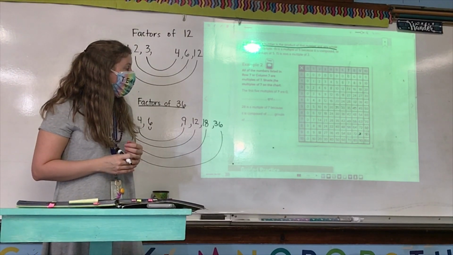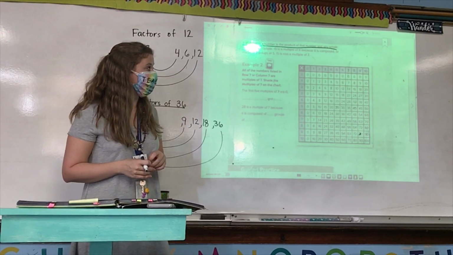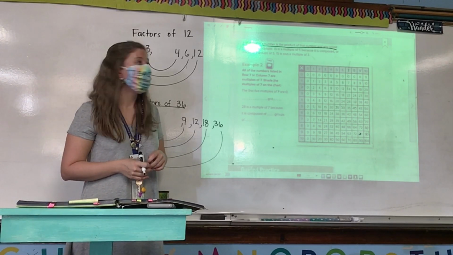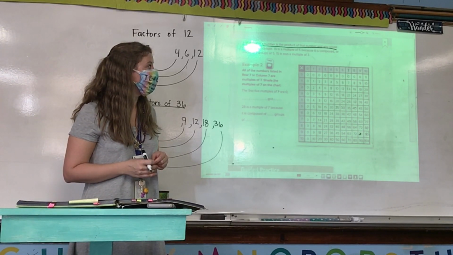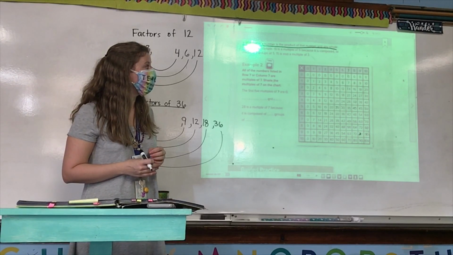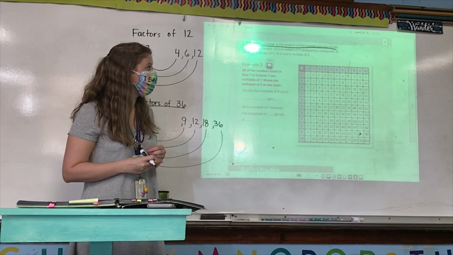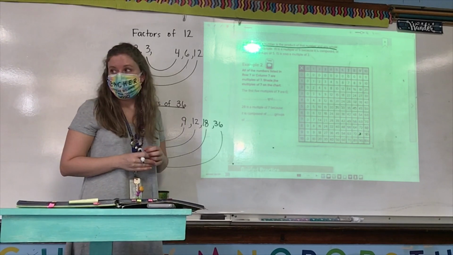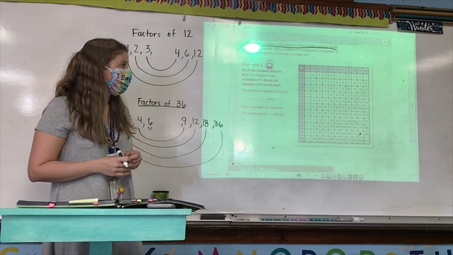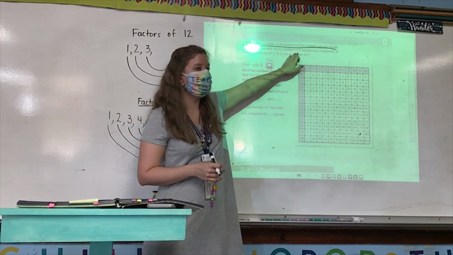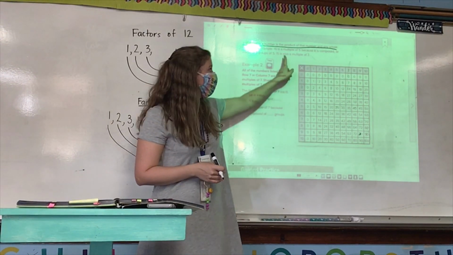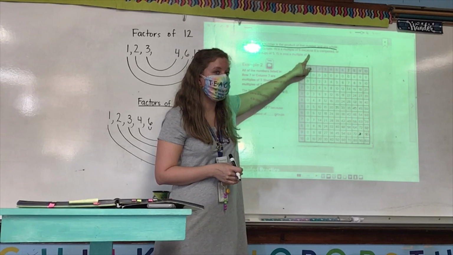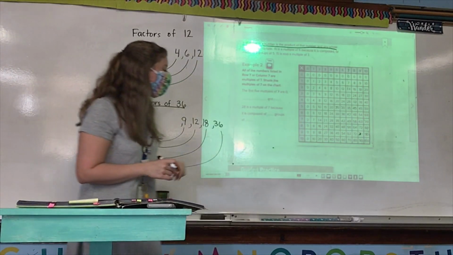For example, 15 is a multiple of 5 because it is composed or made of 3 groups of 5. 15 is also a multiple of 3. So 15 is a multiple of 5 because 5 times 3 equals 15. 15 is also a multiple of 3 because 3 times 5 equals 15.